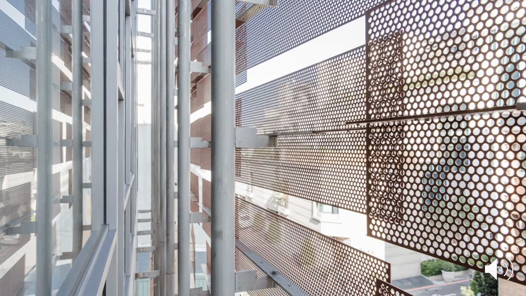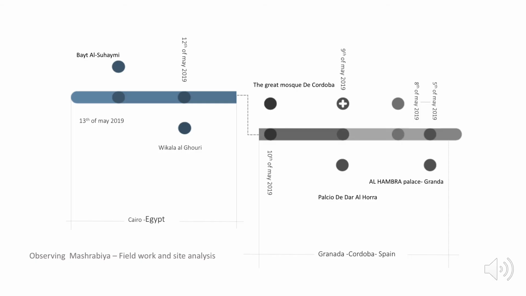The contemporary implementation of Mashrabiya became just a perforated screen as a part of a double facade. That's why we needed to study the old examples of Mashrabiya in order to reintroduce it. For that, the field work was held in two different parts of the world. We started in Spain, going to Granada and Cordoba to study the Andalusian Mashrabiya, and then we moved to Cairo to study the Ottoman Mashrabiya.